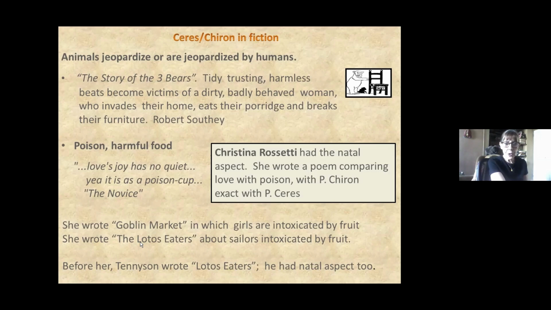And there's also another poem called The Lotus Eaters by Tennyson. Same subject, the sailors eating the fruit. It sort of disengaged them from everybody. He had the natal aspect also.